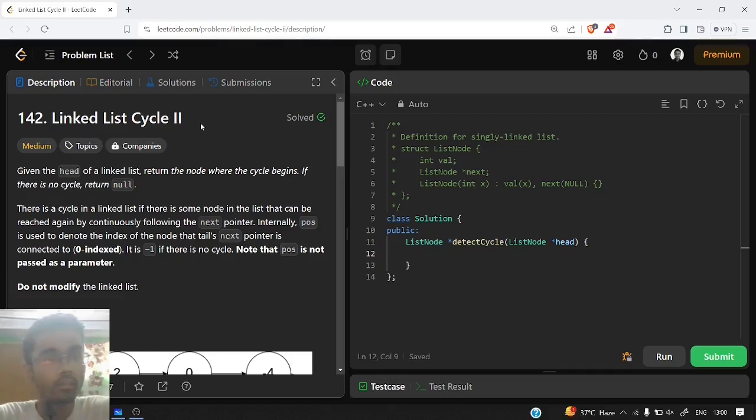So hello everyone, in this video we will solve another LeetCode question, that is Linked List Cycle part 2. So let us read the problem statement. Given the head of a linked list, we need to return the node where the cycle begins, and if there is no cycle we need to return null.